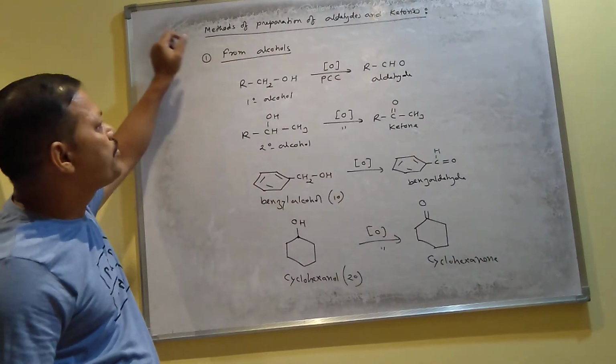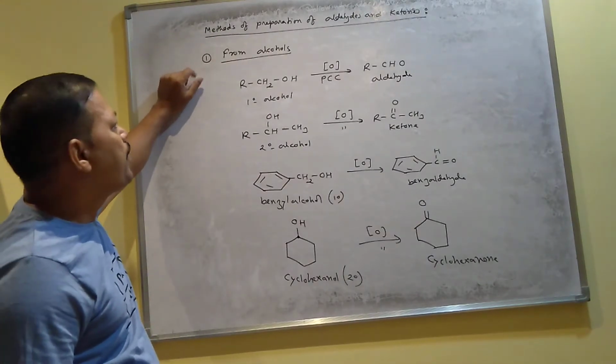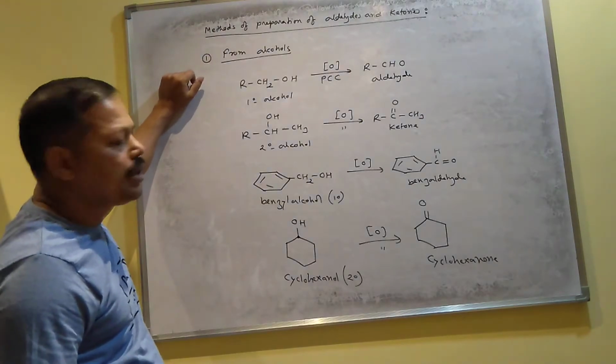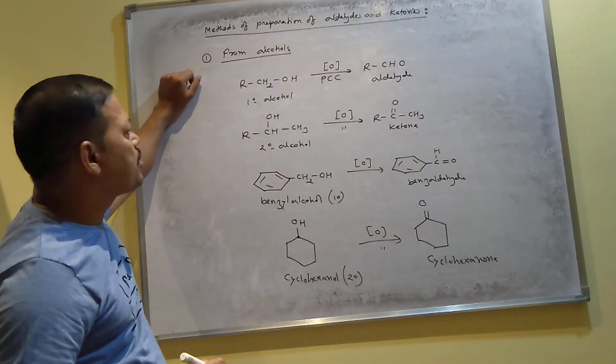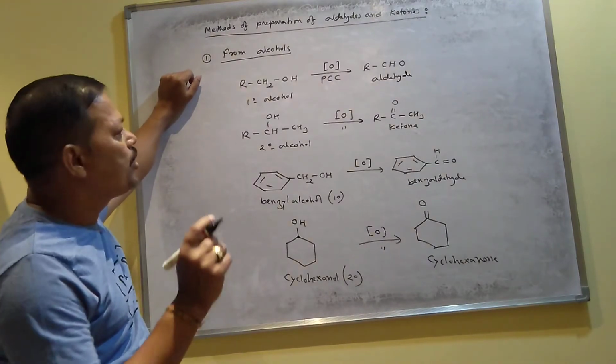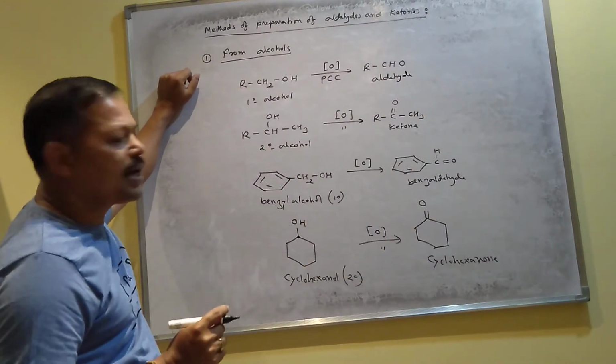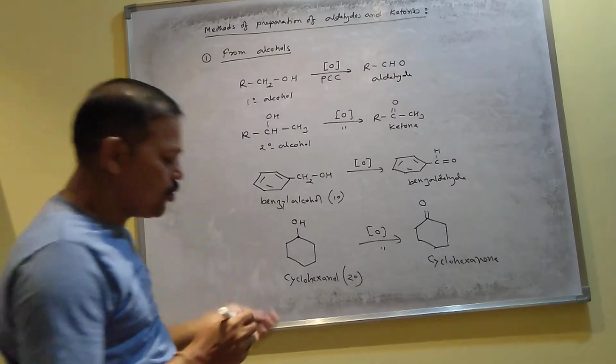So this is one of the methods for the preparation of aldehydes and ketones. By doing oxidation of alcohol, you can prepare aldehydes and ketones. If you consider primary alcohol, you will get aldehyde, and when you consider secondary alcohol, you will get ketone.